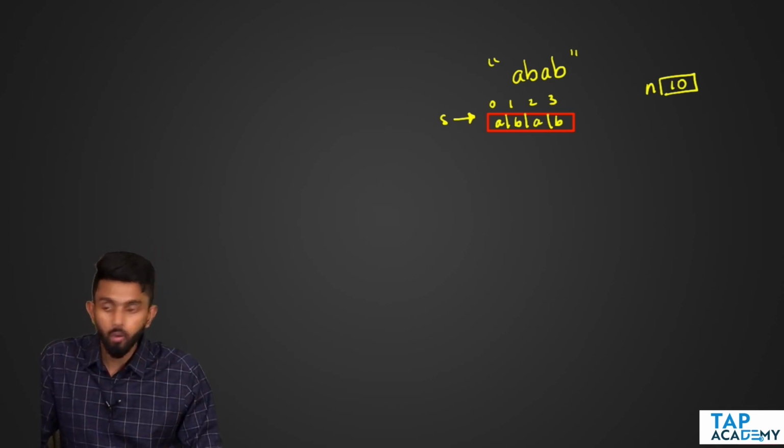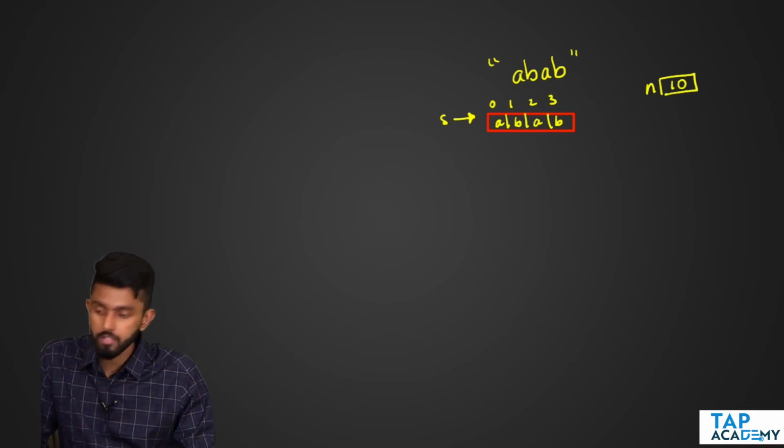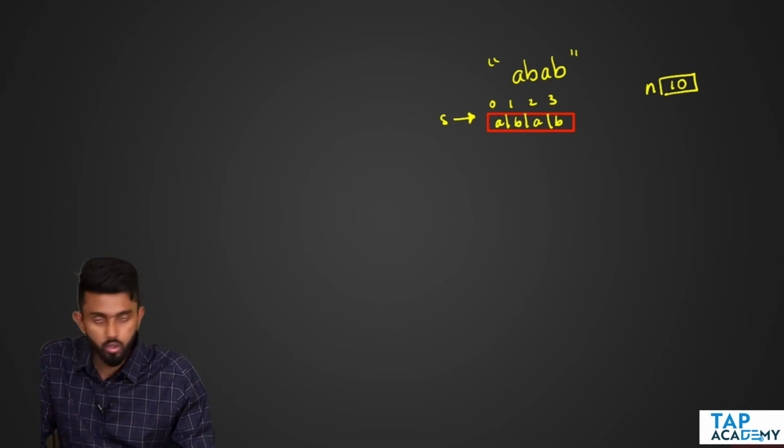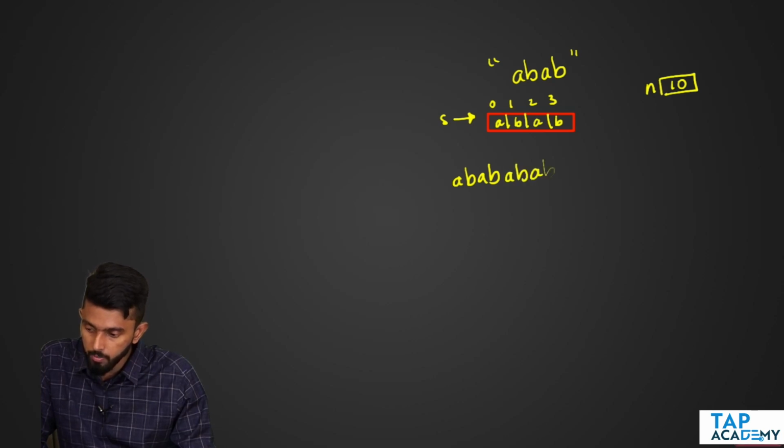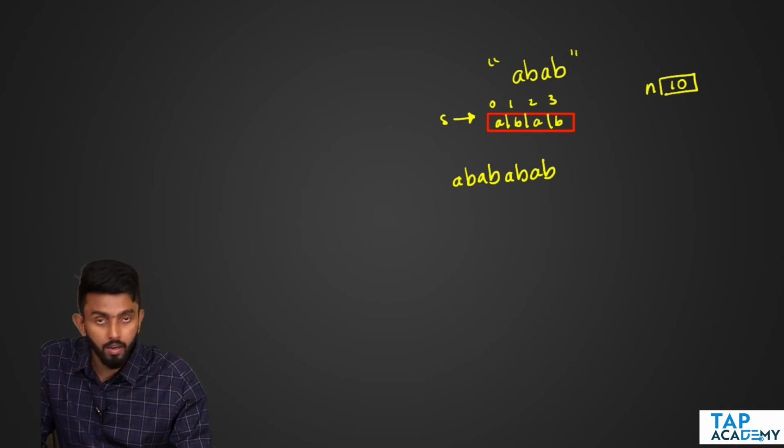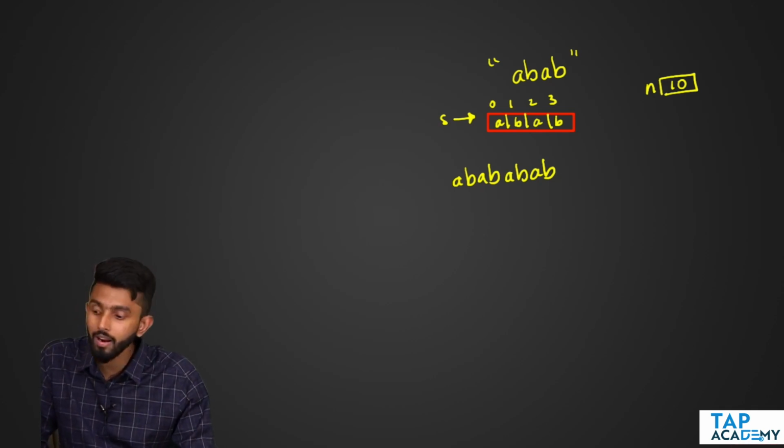So ultimately what I must do is repeat this string as many times as required for it to reach 10. Let me show how to repeat it. Basically, I will have A, B, A, B, 4 characters. I will repeat it once more, A, B, A, B, 8 characters. Now, using the same string only, I should make it 10 characters, which means I can't take the complete string, so I will take the first 2 characters.